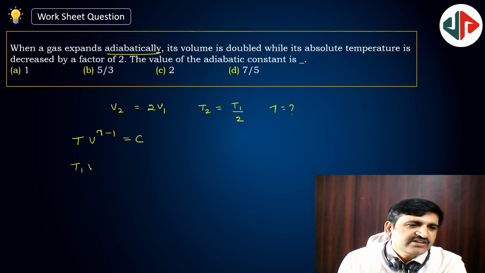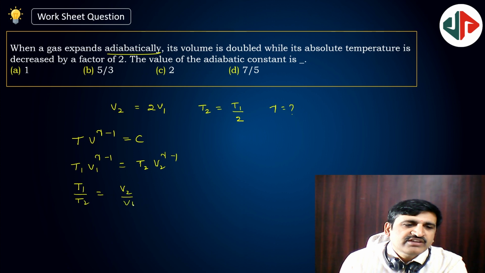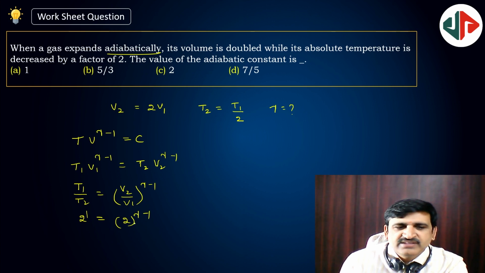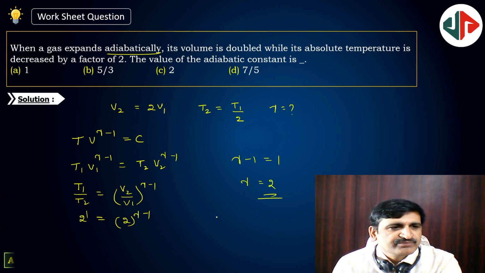That means T1 V1 to the power of gamma minus 1 equals T2 V2 to the power of gamma minus 1. T1 by T2 is equal to V2 by V1 whole power gamma minus 1. T1 by T2 is 2, V2 by V1 is 2, power gamma minus 1. This is power 1 only. So whenever bases are equal, powers can be equated. Gamma minus 1 is equal to 1, gamma equals 2. You got 2. That means option C.